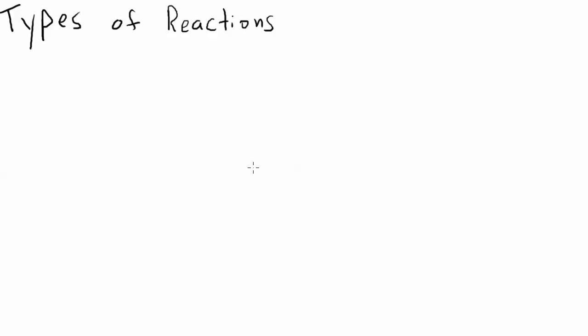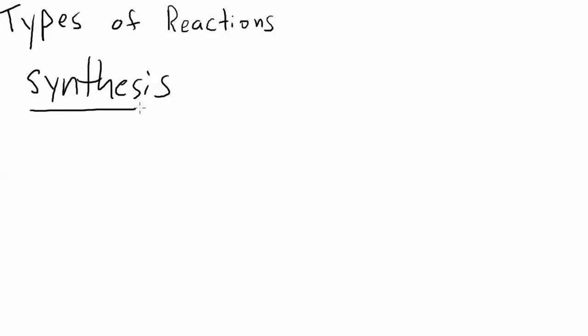Hello and welcome to this online video lecture about types of chemical reactions. By the end of this lecture, you should be able to identify a chemical reaction's type by looking at its equation. So we're going to get right to it with the first type of chemical reactions we're going to talk about. The first type is synthesis.